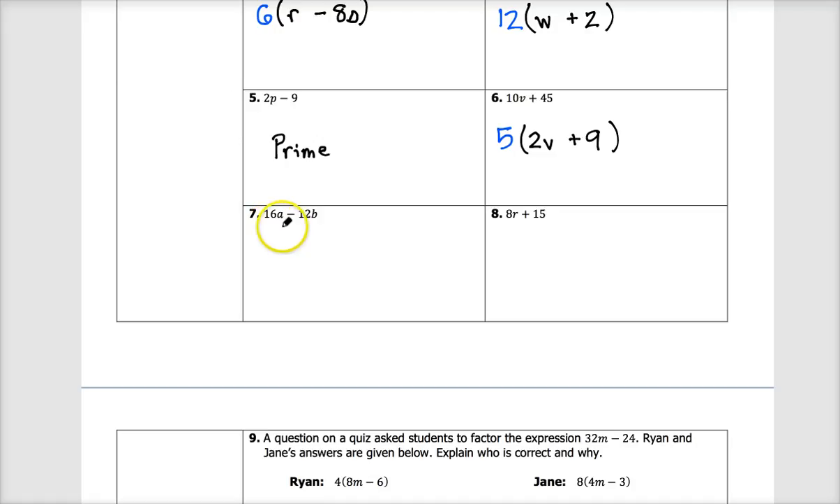Number 7, 16a minus 12b. The GCF of 16 and 12 is 4. So we think, what times 4 is 16a? That would be 4a. What times 4 is negative 12b? That would be a minus 3b. Number 8, 8r plus 15. Well, the GCF of 8 and 15, if we think about that, it's 1. So because the GCF is 1, this would also be a prime expression.